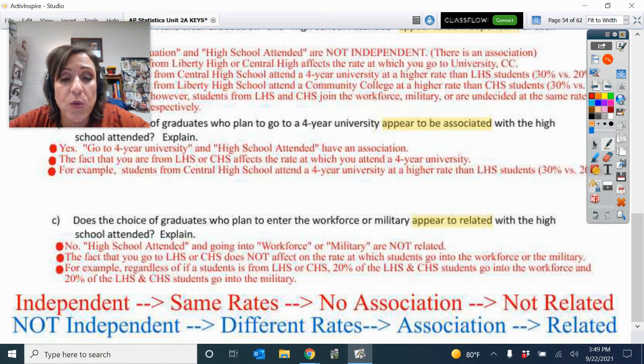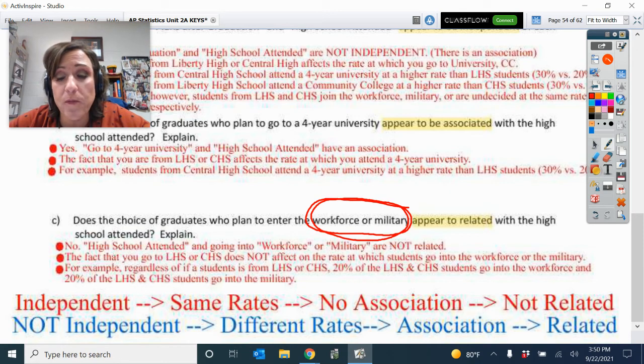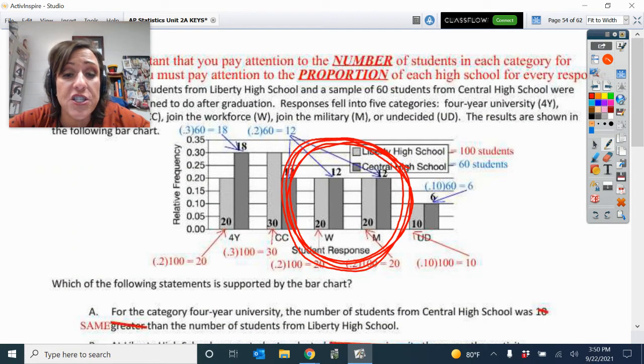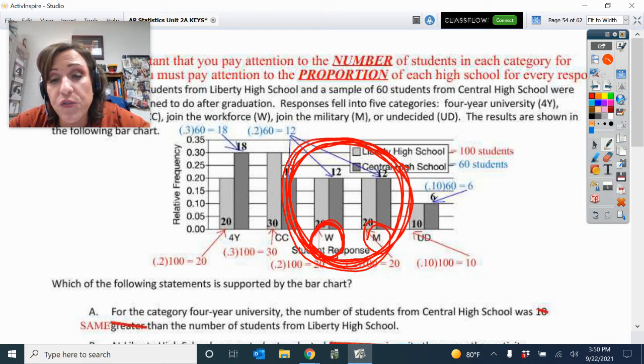Now, this last one is very interesting. Does the choice of graduates who plan to enter the workforce or the military appear to be related with the high school that was attended? So we are specifically looking at these two sections, and therefore there is no relationship because the fact that you went to Liberty or Central High School does not affect the rate at which you go into the workforce. 20% of the students from Liberty and Central go into the workforce. 20% of the students from Liberty and Central go into the military.